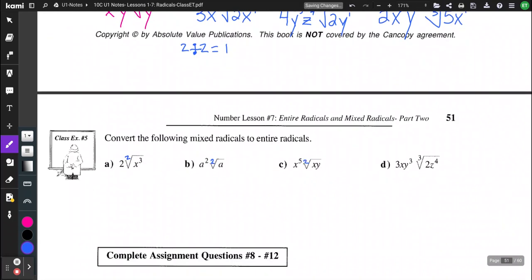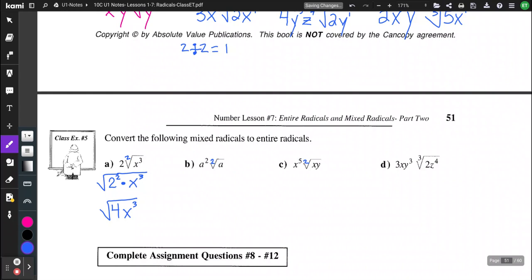So the first thing I'm going to do is write my root sign. And what do I have coming underneath my root sign? Well, I have a 2. He's going to get squared. He's going to take that index as an exponent. So I get 2 squared times x3. 2 squared becomes 4. x3 stays the same. So I get 4x3.